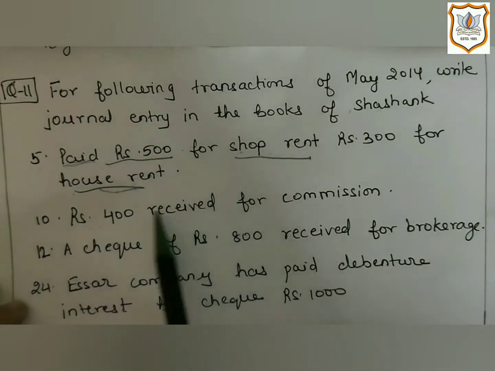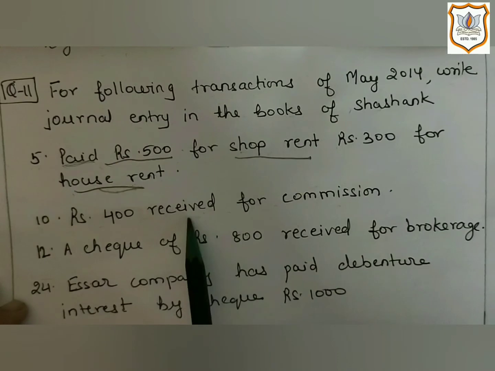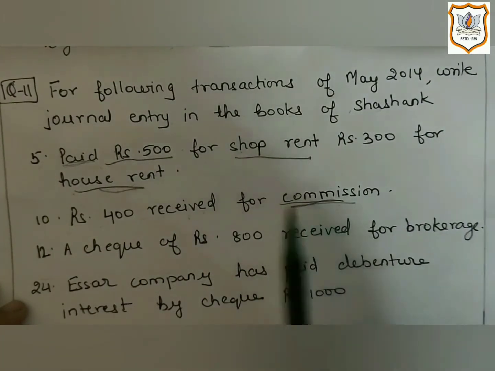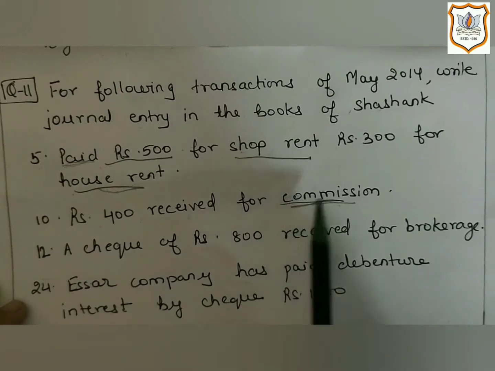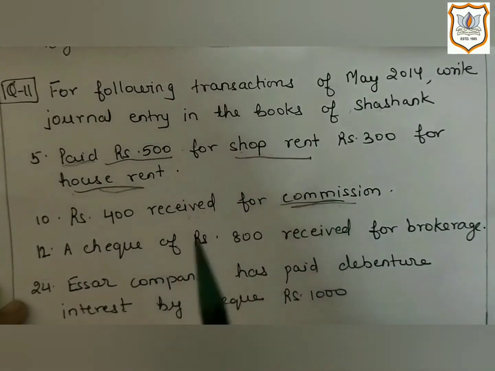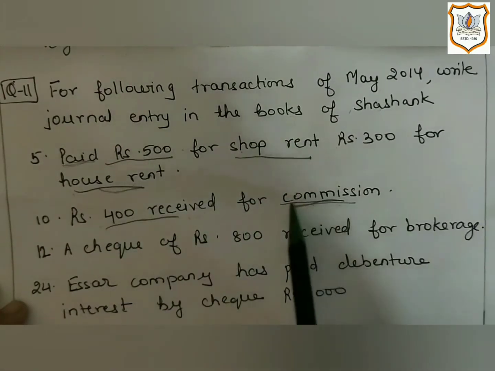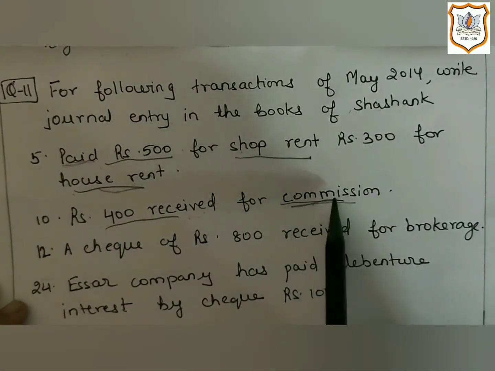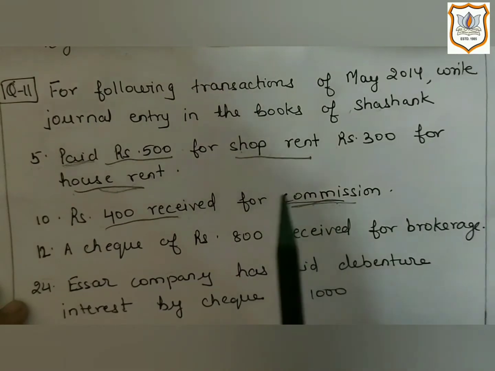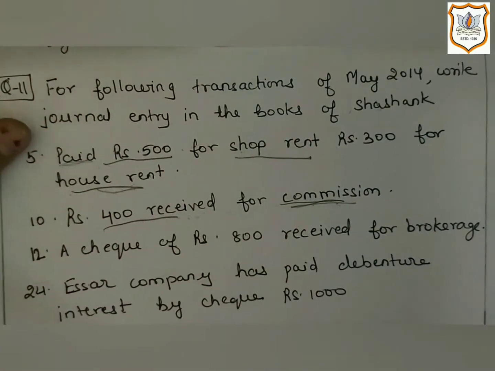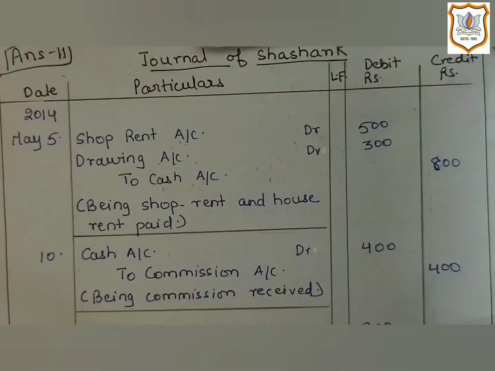So here we are receiving cash. So here commission is our income. It is source of income. So here two accounts, that is cash account and commission, as it is income for the business. That's why commission account will be affected. So let us see journal entry for this transaction.